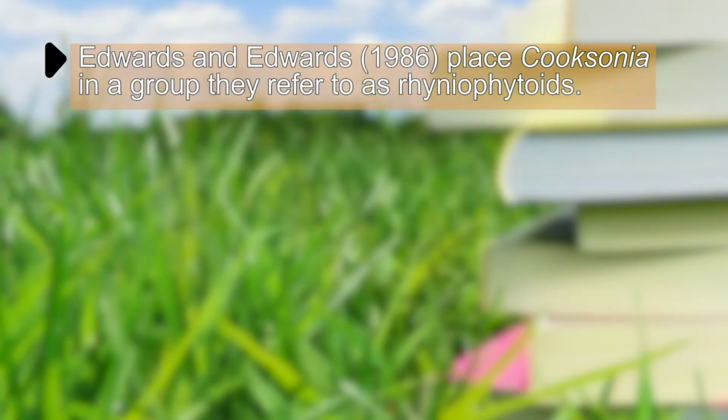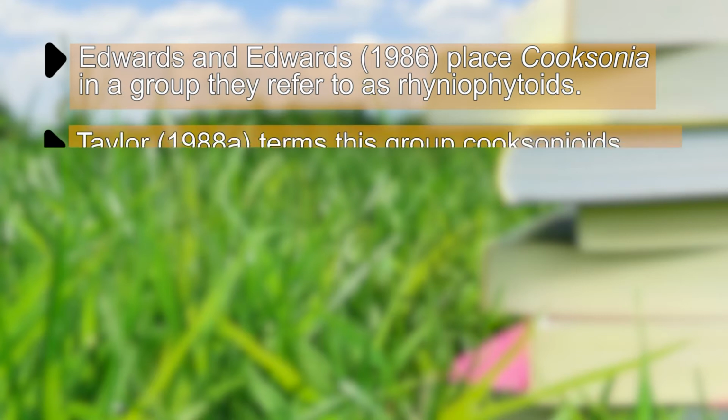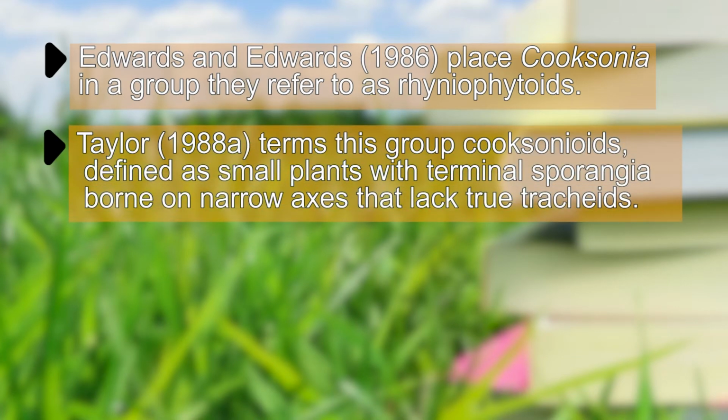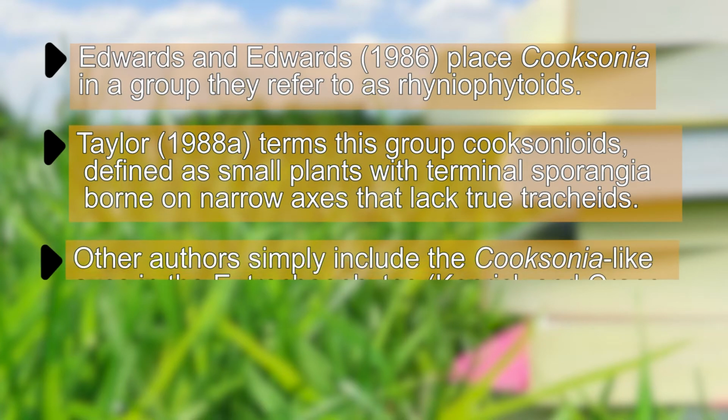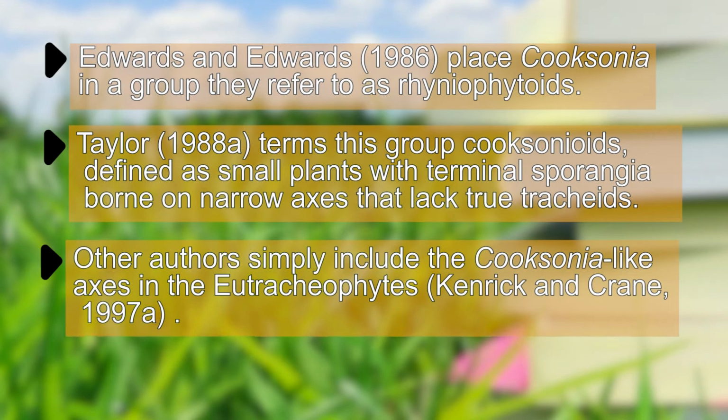Now, there is a controversy amongst various scientists regarding the position of Cooksonia, that is, in which group Cooksonia should be placed. Edwards and Edwards placed Cooksonia in a group they refer to as Rhyniopsids. Taylor terms this group Cooksonioids, defined as small plants with terminal sporangia borne on narrow axes that lack true tracheids. Other authors simply include Cooksonia-like axes in the Eutracheophytes.